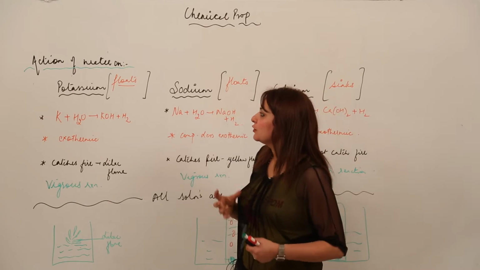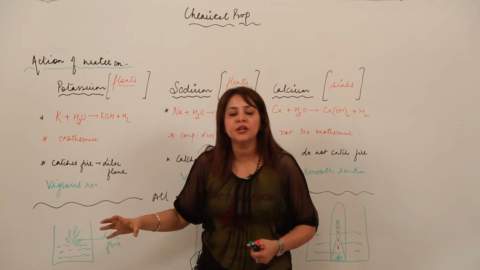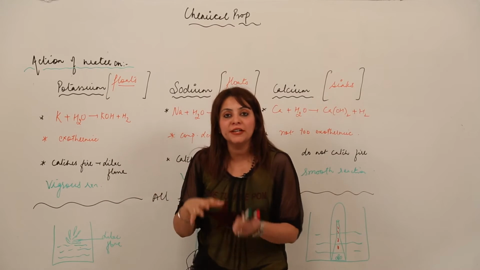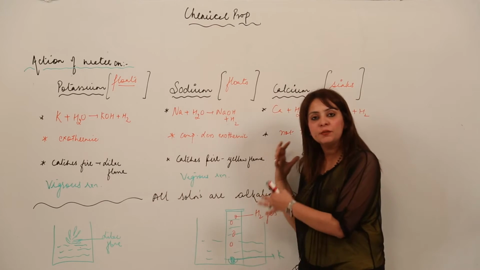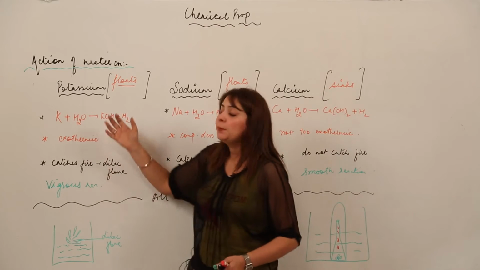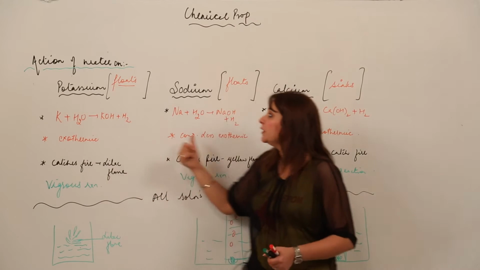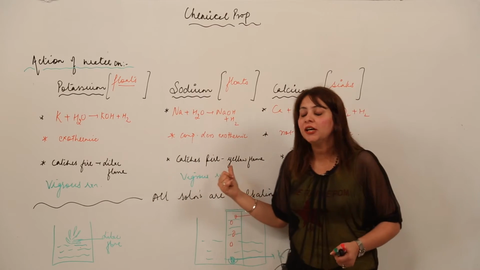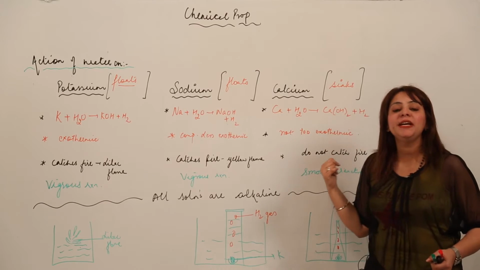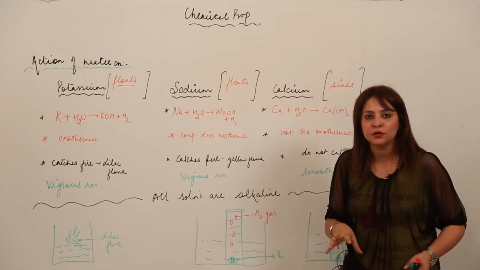So first of all, you should know whether these metals float or sink when we add them to water. You know that when potassium is added to water, it floats on the surface of water, right? And sodium also floats on water, but calcium, being heavy, just sinks to the bottom, right?